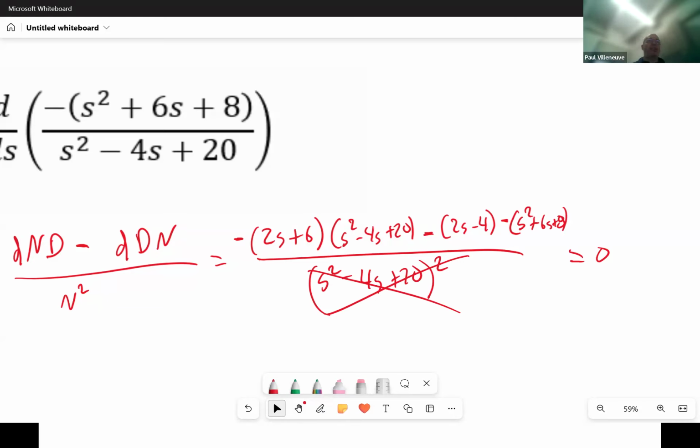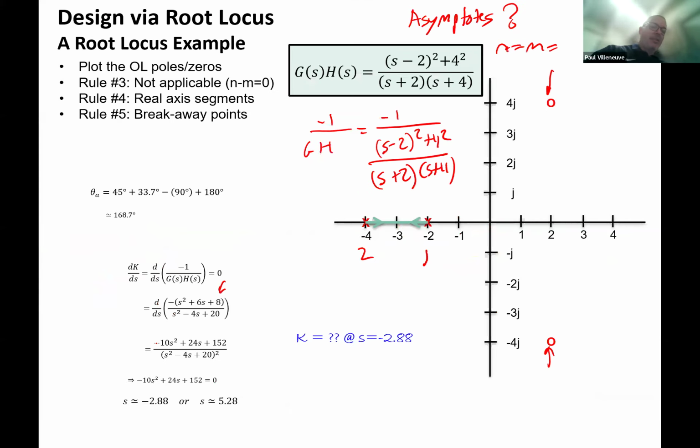And at this point, it's just doing FOIL and all that stuff, and if you need me to do that, I can, to end up with that numerator. You can see I kept it over here, but I really only need it for this part here. Okay?